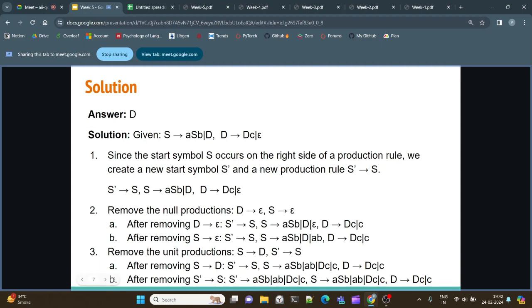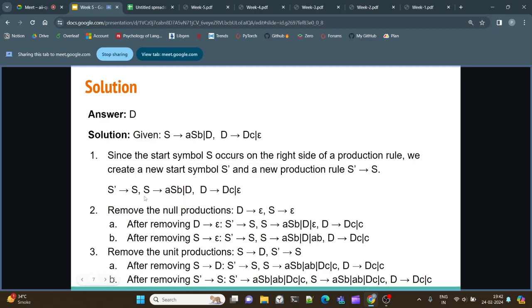So we were here. We completed till 2 part A. Let's take 2 part B. Now we are handling the next null production, which is S to epsilon. Again on the right hand side over here, we have A S B. If we replace S with an epsilon, what we get is only A and B. So now this remains as it is.